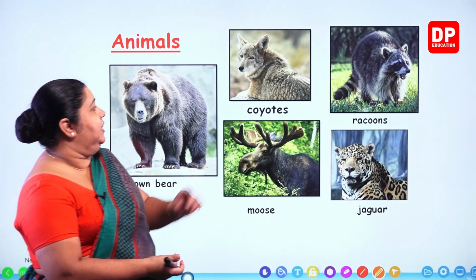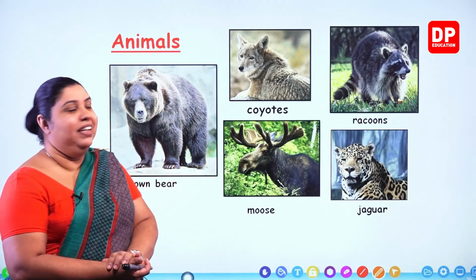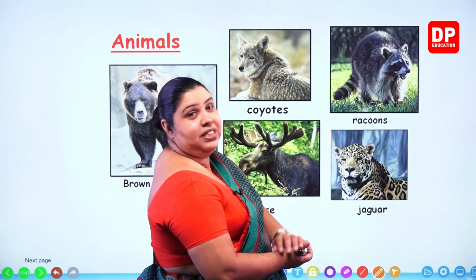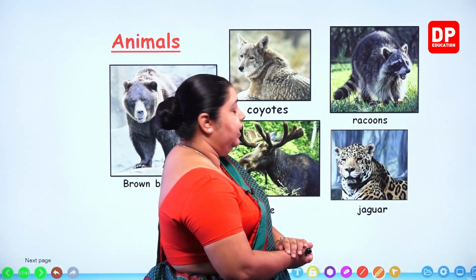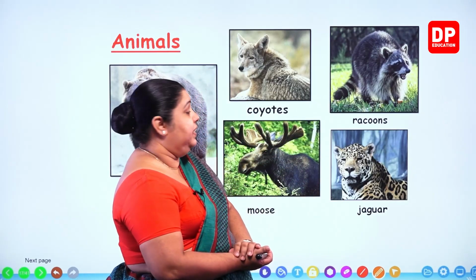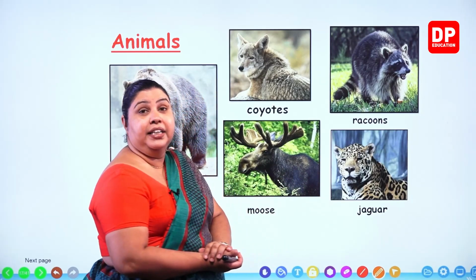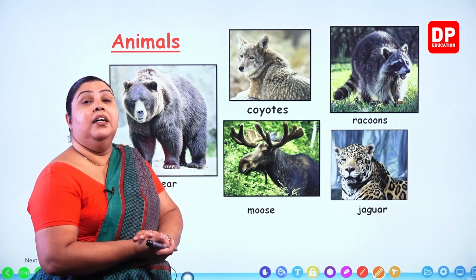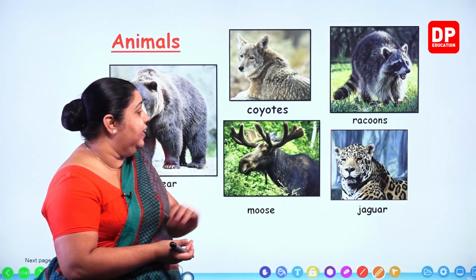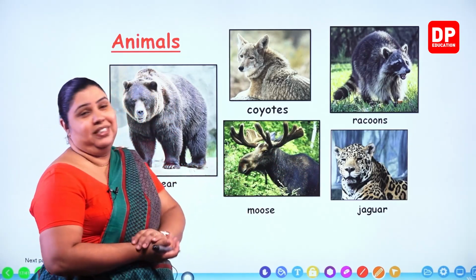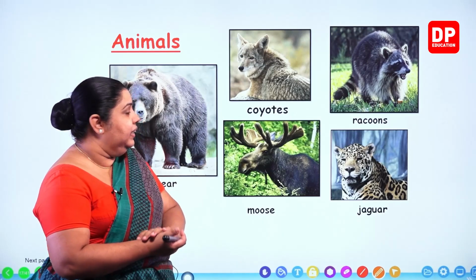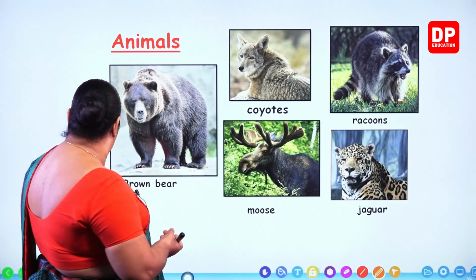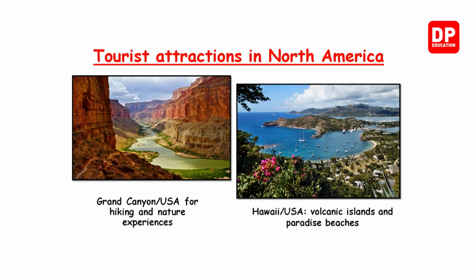Then coyotes. මෙන්න පුතේ බල්ලෙක් වගේ සතෙක් ඉන්නවා නේද? එයාට කියන්නේ coyotes කියලා. Then we have raccoons. These are raccoons. Then we have the jaguar. අපි jaguar කියලා කියන්නේ හයියෙන් දුවන්න පුළුවන් සතෙක්. එයා අපි දැක්කහම කොටියෙක් වගේ, ටයිගර් කෙනෙක් වගේ කියලා හිතෙනවා. This is the jaguar. And this is the moose. This moose is mostly found in the North American continent. So these are some of the animals that you can see in North America.